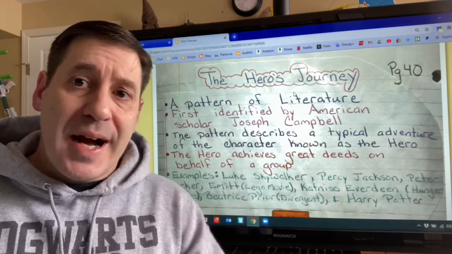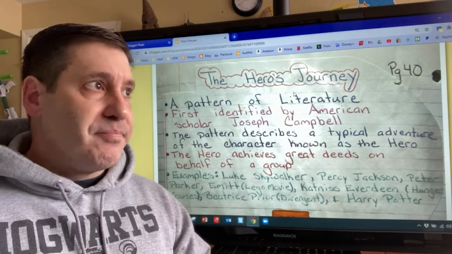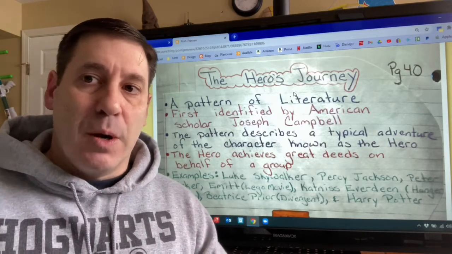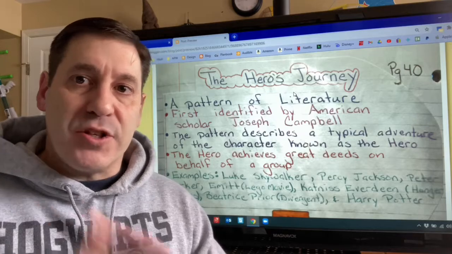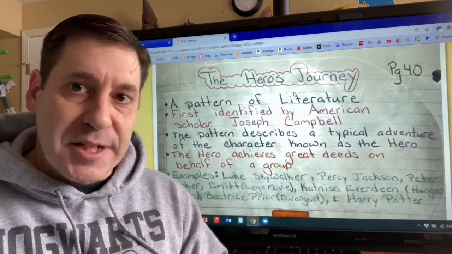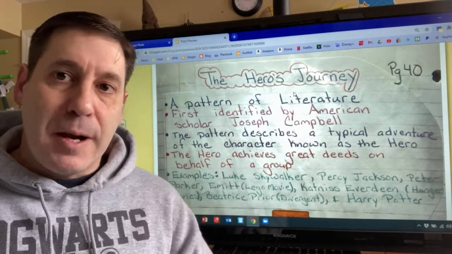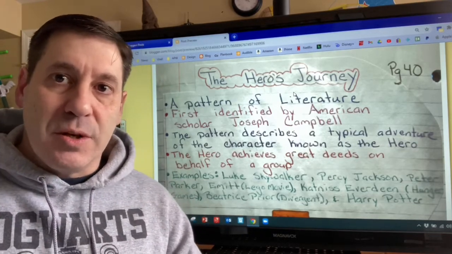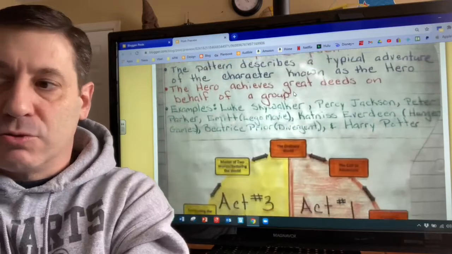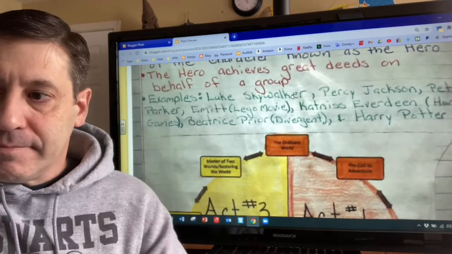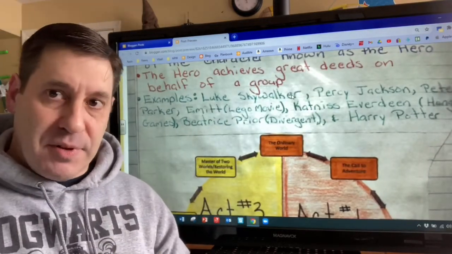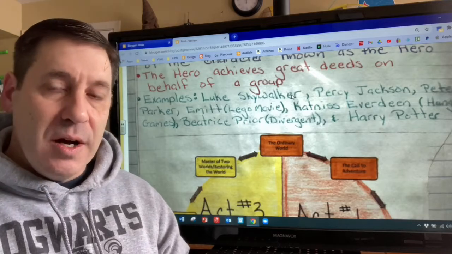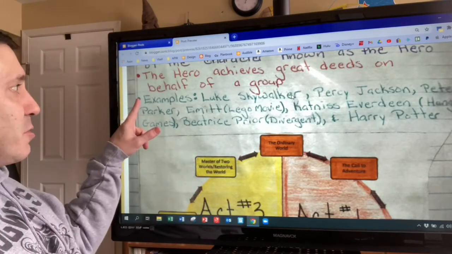And whether or not you guys realize this, you have been exposed to this pattern so much already in your young lives. And that's what this last bullet does. It gives you some very popular heroes that you might already be familiar with. So let's take a look at this last bullet. I'm going to scroll my screen up here. Here are some examples of heroes that you guys already know about.